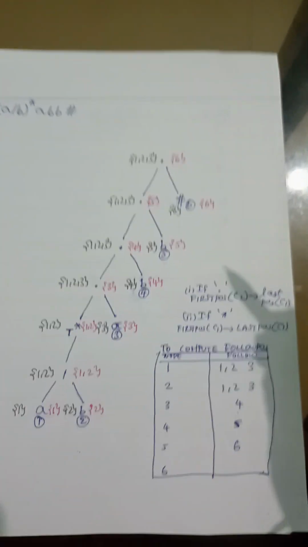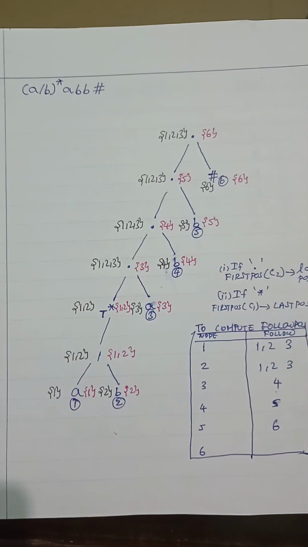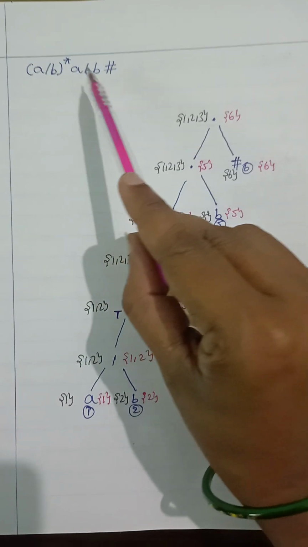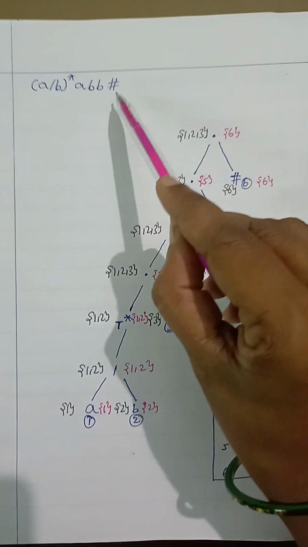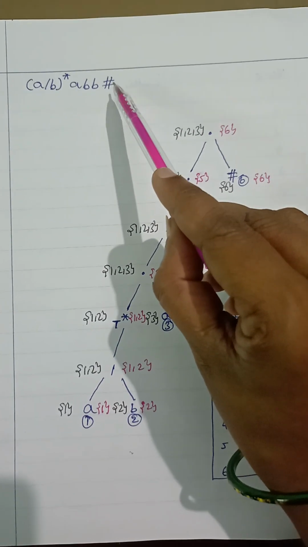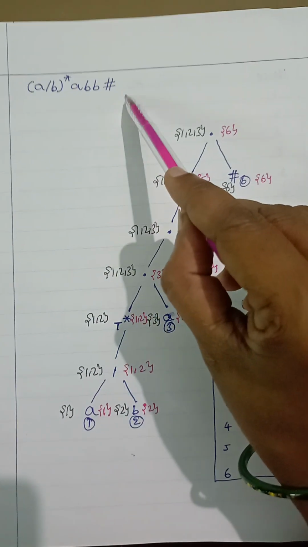So now this is an example I have taken for conversion of regular expression to DFA. The expression I have taken is (a|b)*abb. So first step is augmenting: construct the augmented regular expression, that is, I have marked the end marker hash symbol at the end of the given regular expression.